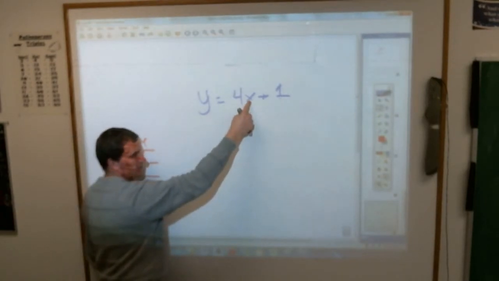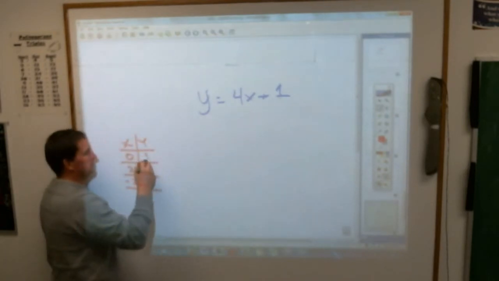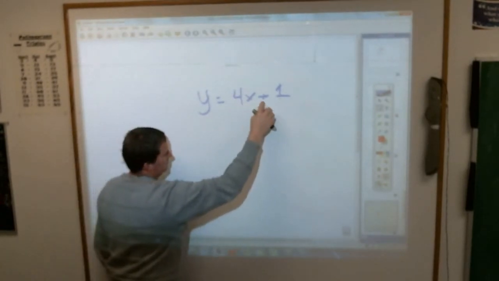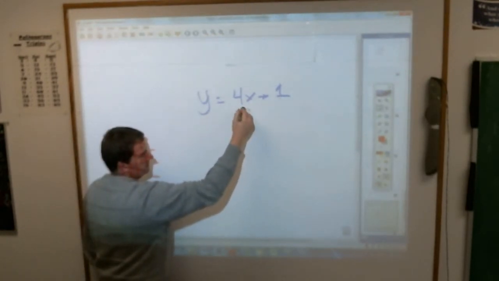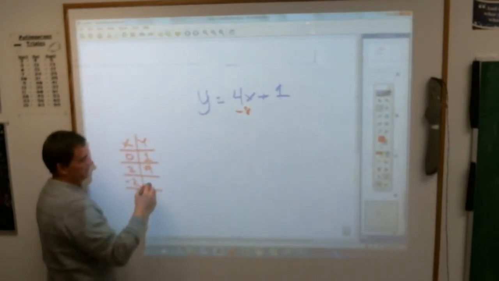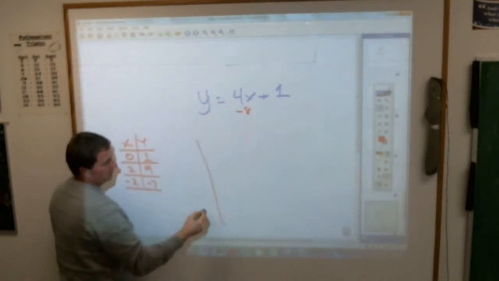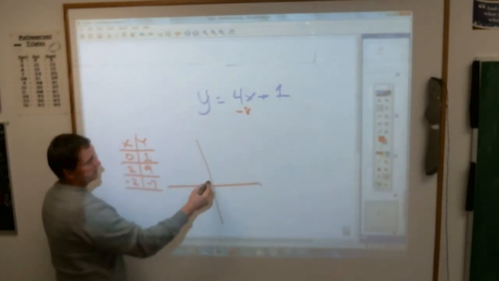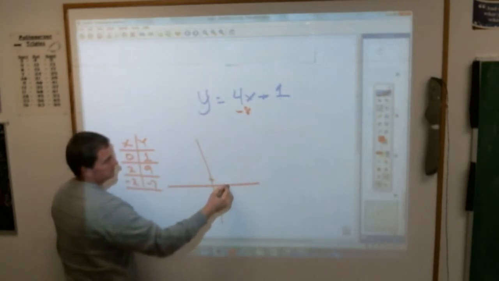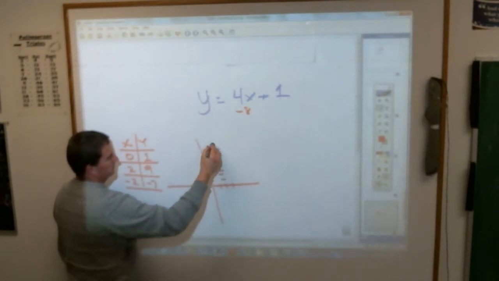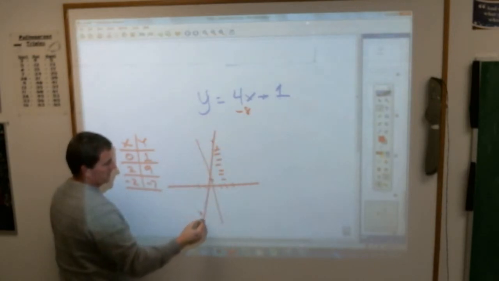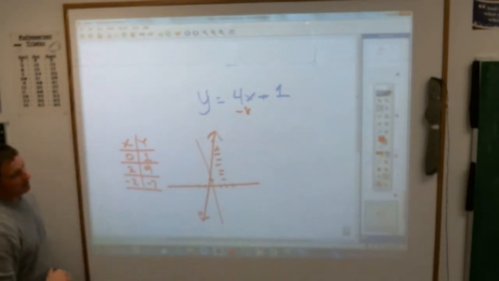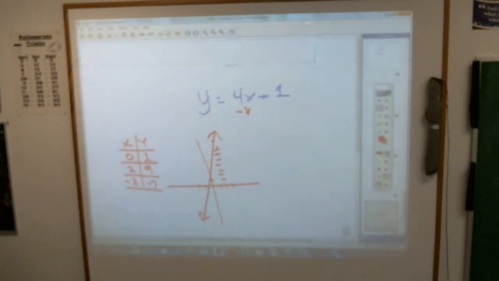4 times 0 plus 1 is 1. 2 times 4 plus 1 is 9. Negative 2 times 4 is negative 8 plus 1 is negative 7. And then you come over here and you would plot those points 0, 1, 2, 9, and negative 2, negative 7. You would come down here and you'd get your line, correct? Everybody's good with that?